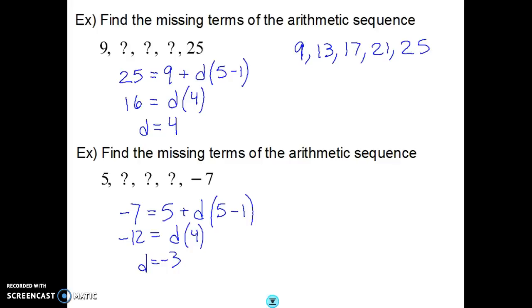So again, we can use that to fill in the rest of the pieces. 5 and then minus 3 will give us 2. Minus 3 will give us negative 1. Minus 3 will give us negative 4. Minus 3, we've got our negative 7 that we already know should be there because it was given.